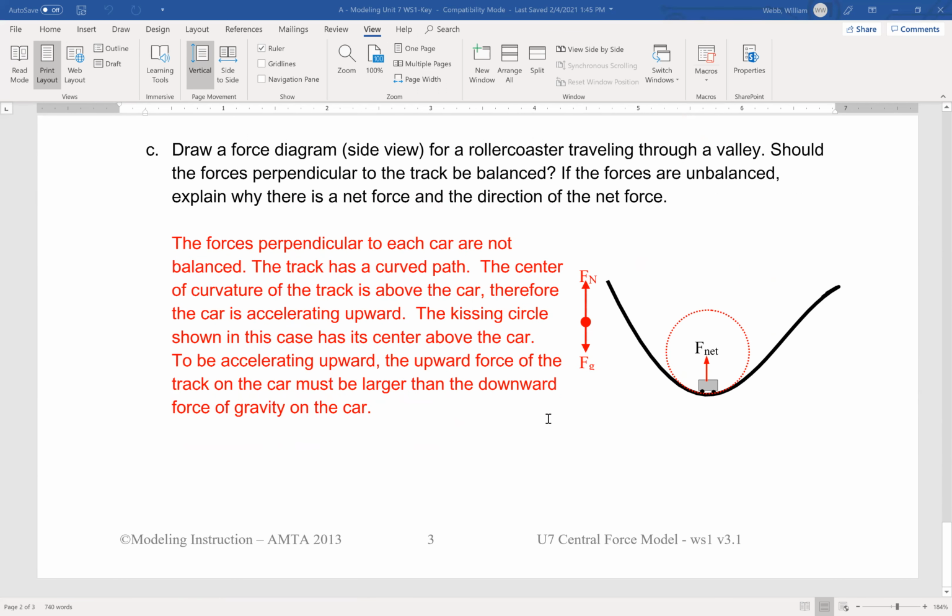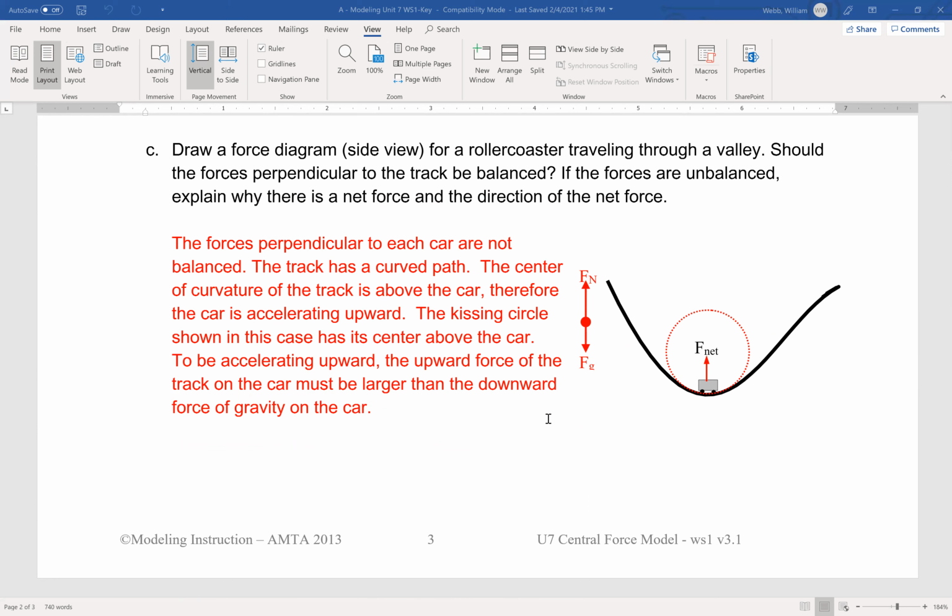Again, if you drew the kissing circle, you could see that this time it would have to be above the track, which means the acceleration will be upward. The weight force can't change. It looks like they may have drawn the weight force a little shorter here. Ideally, you would want to have that weight force be the same for A, B, and C, because that's not changing, but the normal force would.